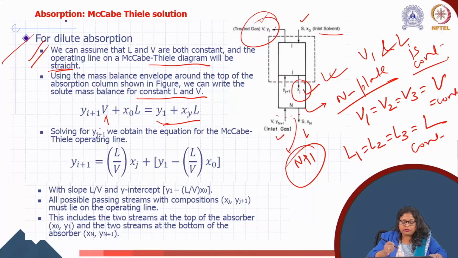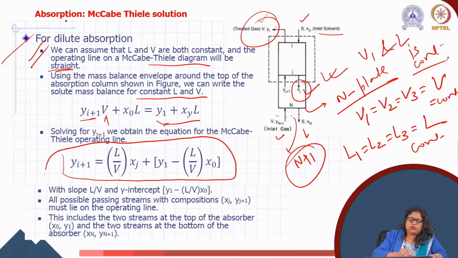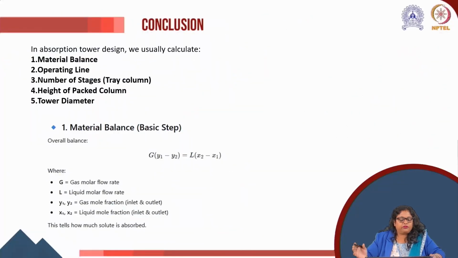What we are going to do further is solve this for y(i+1), and we can obtain the equation for the operating line. So this is the equation we have here, with y1, x, x0 and y(i+1). This is how we obtained the operating line equation. The calculation part for the particular numerical we will continue in the next class.